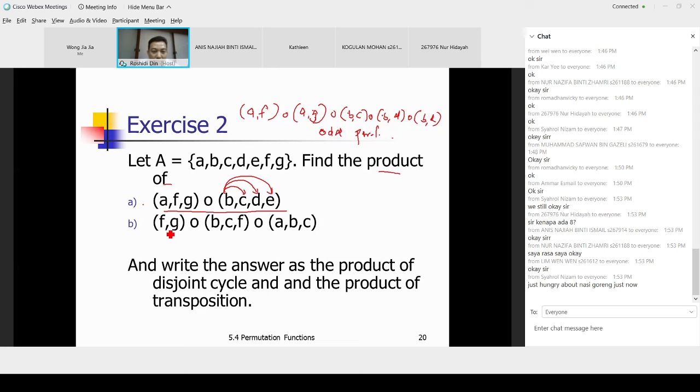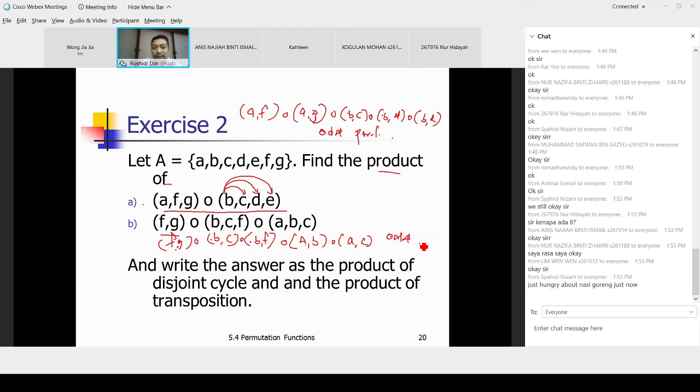How about this one? This one is sustained, then this one will be (B C)(B F), (A B)(A C), and (F G). So 1, 2, 3, 4, 5. So this one is an odd permutation.